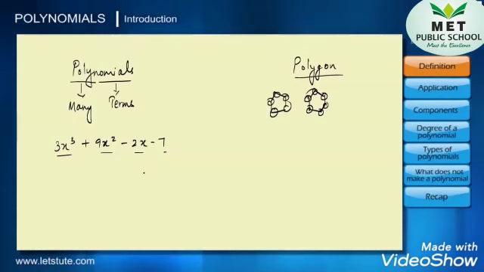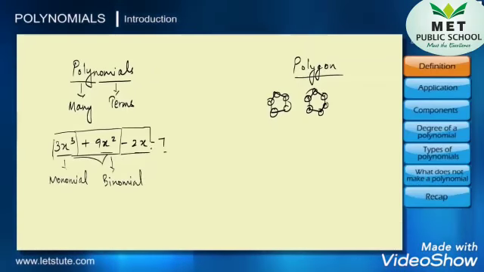Let us see what about the expression with less than 3 terms. If the expression is having only one term, 3x cube, then we call it a monomial. If we include 9x square along with 3x cube, it is having 2 terms, which is called a binomial. If minus 2x is also included, then it has 3 terms, known as a trinomial.